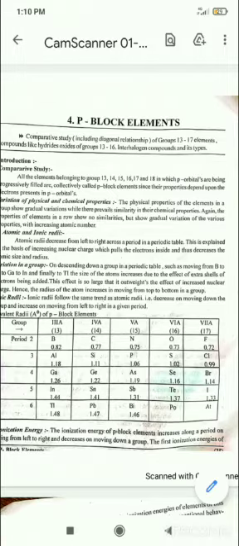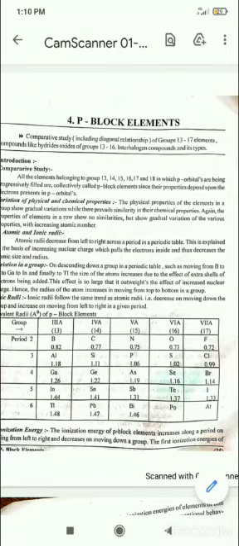Boron, carbon, nitrogen, oxygen and fluorine in group second. In group third it is aluminium, silicon, phosphorus, sulfur and chlorine. In group fourth gallium, germanium, arsenic, selenium, bromine. In group fifth it is indium, tin, antimony, tellurium and iodine. In group sixth it is thallium, lead, bismuth, polonium and astatine.